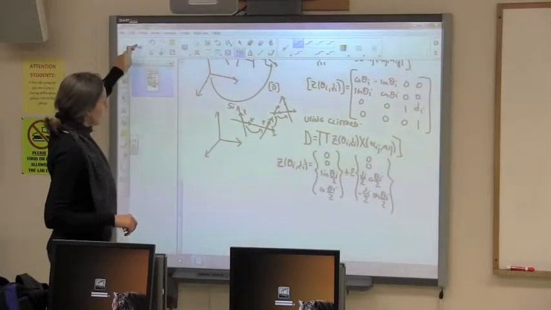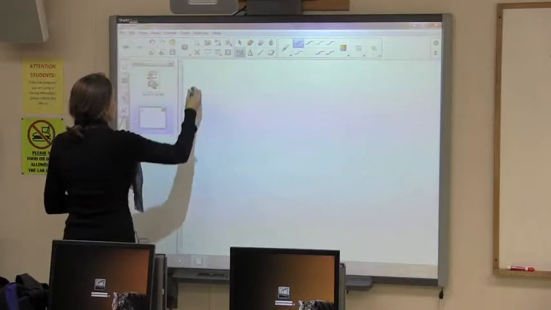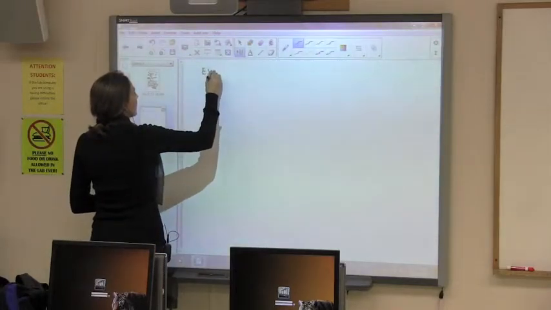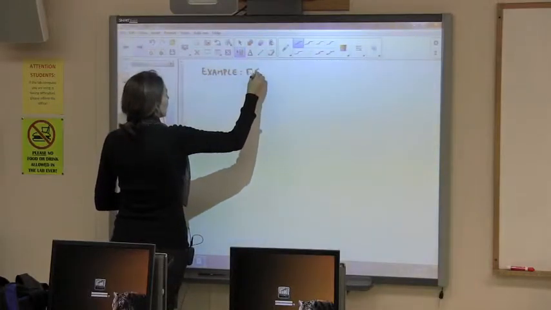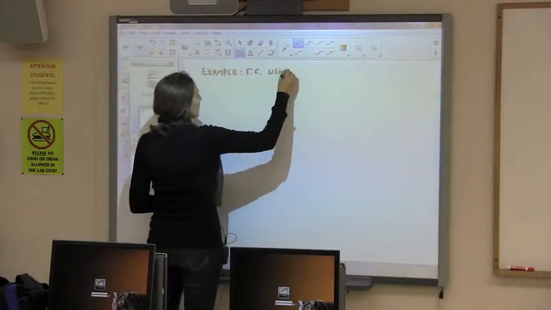Okay, let me go to the next page. Let's just do an example. And that's an example of forward kinematics using local transformations.